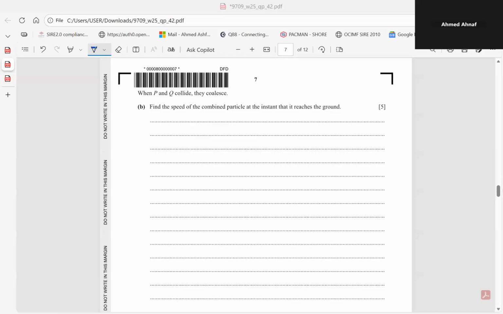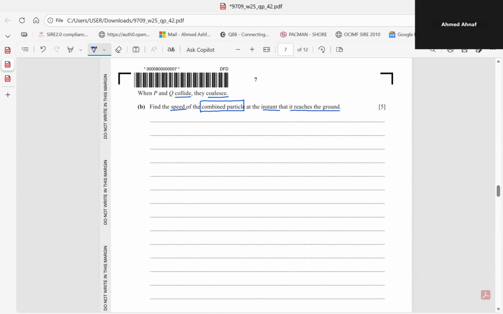Okay, so here we're told that when P and Q collide, they coalesce. Coalesce is a very important keyword for mechanics. It basically means they combine into one body. So they're no longer P and Q, they're a new body called P plus Q, or R. For part B, we need to find the speed of the combined particle at the instant that it reaches the ground.